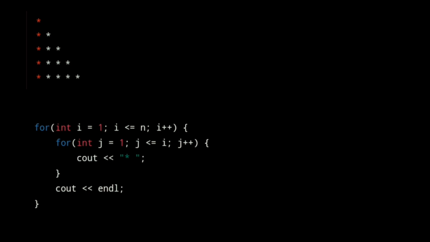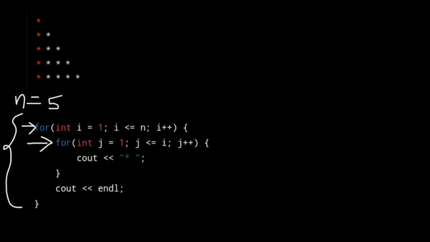Here suppose that n is equal to 5. This is inputted by the user. Here this whole structure is called nested loops, and this is called the outer loop. It controls the number of rows, and this loop is called the inner loop. It controls the number of stars in each row.